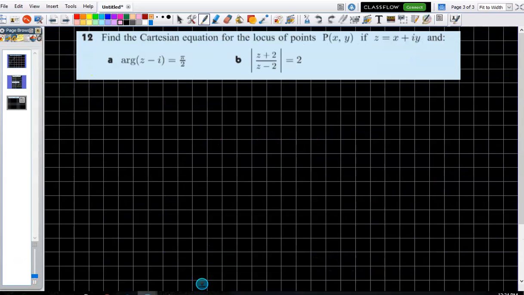Hi guys, so we'll be doing review set 4A, question 12A. This one, the cool argument one. So we have argument z subtract i is equal to pi on 2. So if the argument is pi on 2, we know that it must be purely imaginary, because it only lies on the imaginary axis on the Cartesian plane.